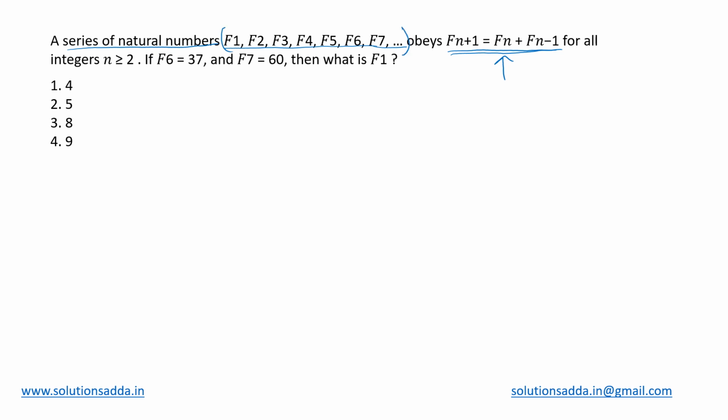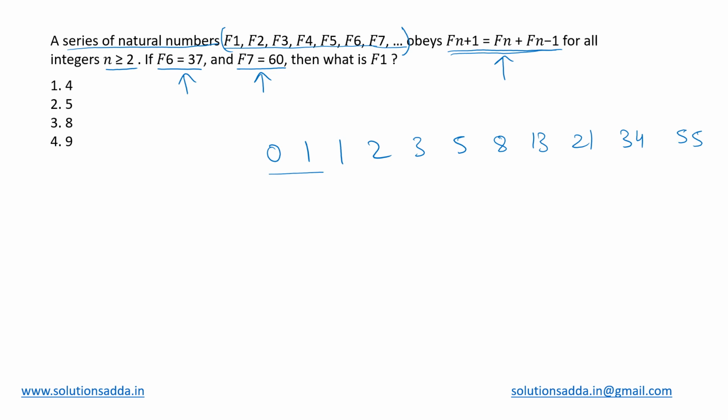But now let us look at the constraints. For n greater than or equal to 2, F6 is 37 and F7 is 60. So the Fibonacci series, which we already know, starts with the first two terms as 0 and 1 and moves in this way: 1, 2, 3, 5, 8, 13, 21, then we have 34 and then 55, and so on. So in this series, which starts with 0 and 1, we can see that these two numbers do not occur. So they're definitely not talking about the original series that we know.